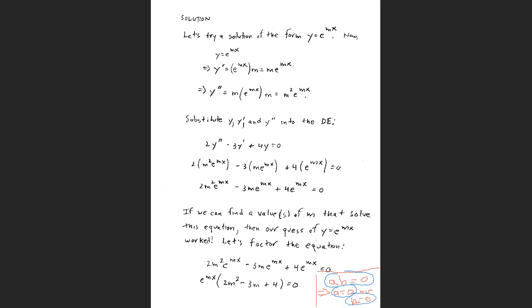Right, and so can't we do the same thing here? Can't we say either e to the mx power equals 0 or 2m squared minus 3m plus 4 equals 0? Yes, that's absolutely what we're going to do. So on the next page, indeed, this equation implies either e to the mx power equals 0 or 2m squared minus 3m plus 4 equals 0.